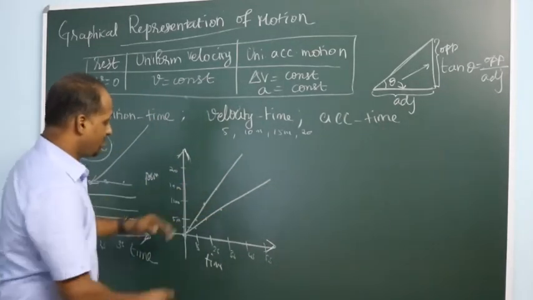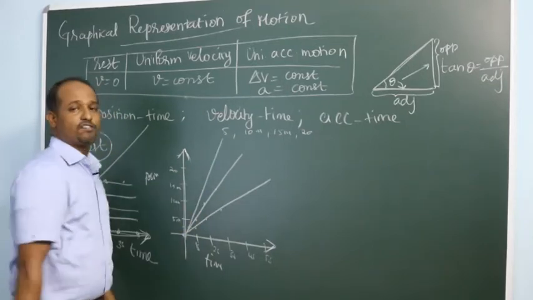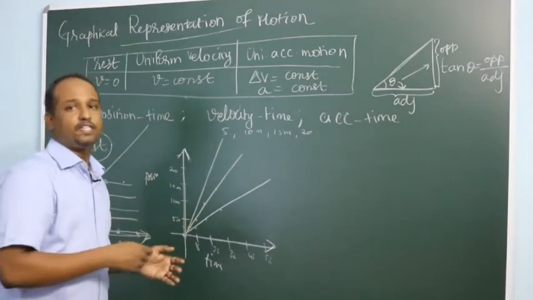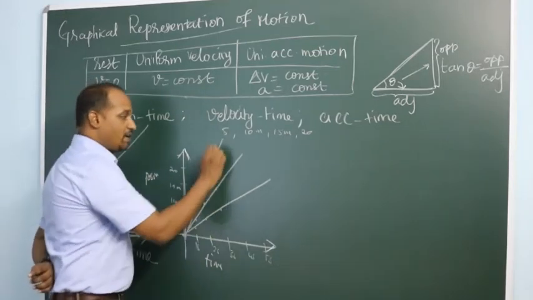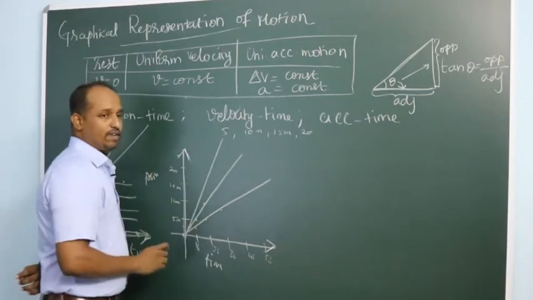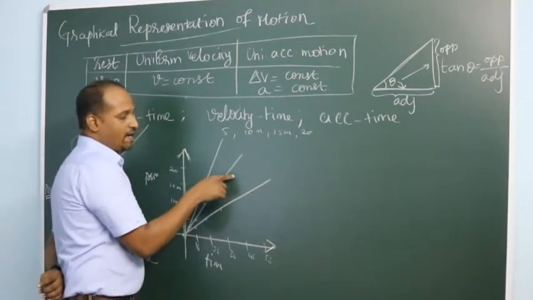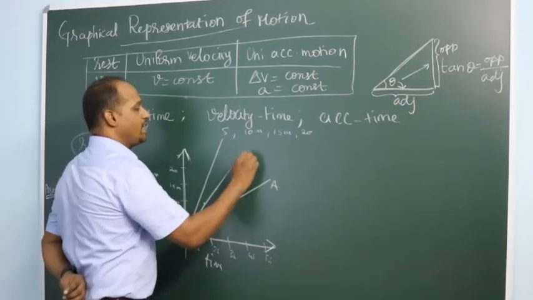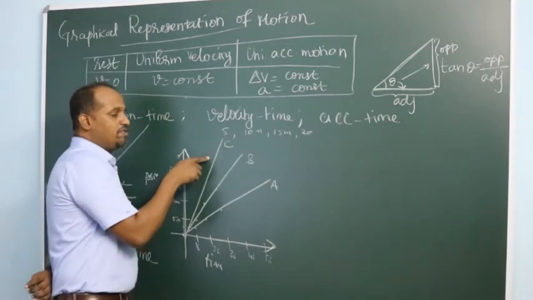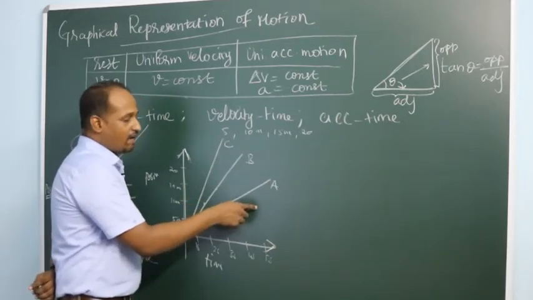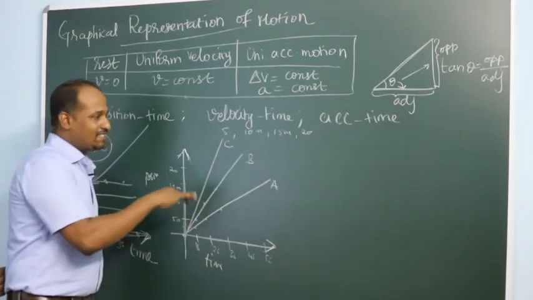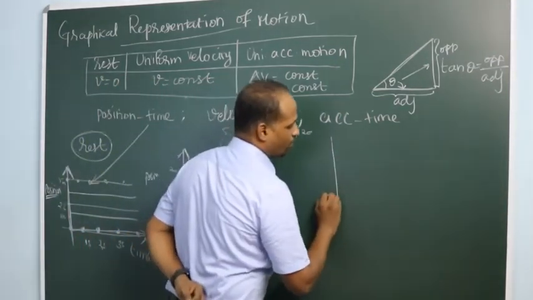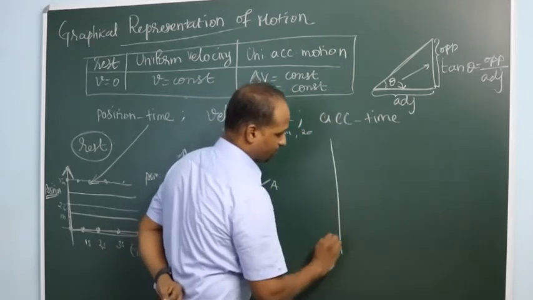So if the speed increases, it is a steeper straight line, and when the speed decreases, it's a slightly less steeper one. So the steeper the straight line, the greater the velocity. So lowest velocity, and this velocity is greater, and this velocity is greater. Suppose this is object A, this is B, this is C. So C moves with greater velocity than B and A, whereas A is moving with the velocity lesser than B and C. Then the last one is uniformly accelerated motion.